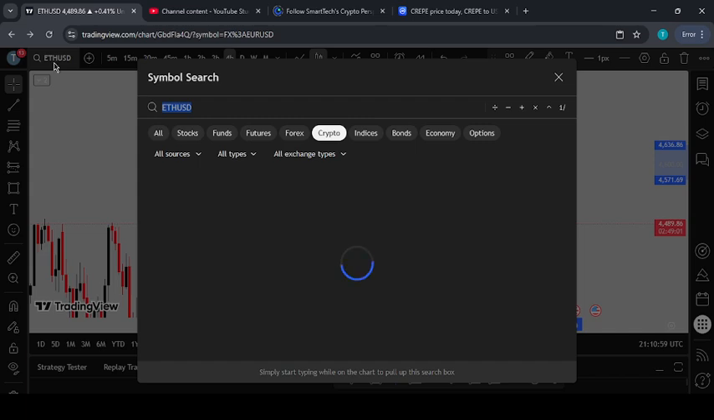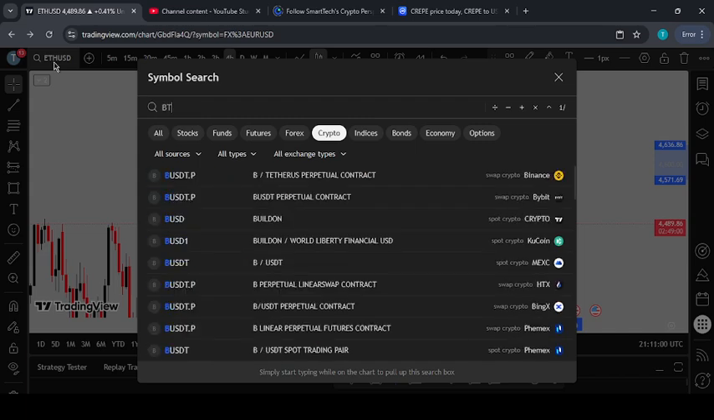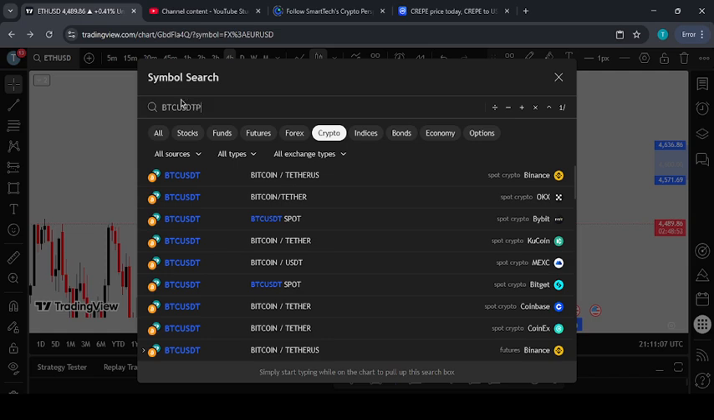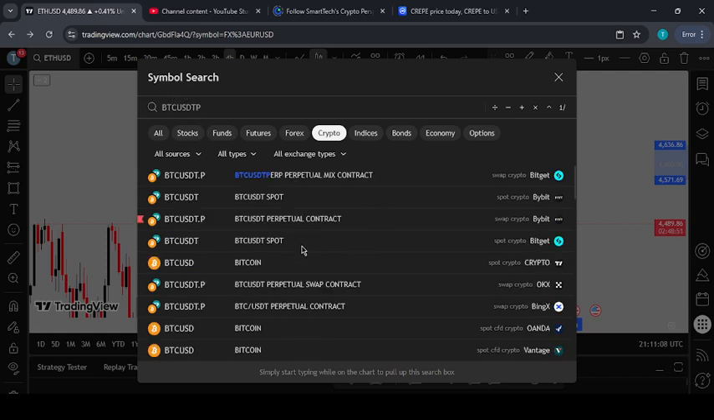Okay, let's go back to BTC. So structure is kind of everything. Identify structure, identify liquidity, and you'll be trading right.